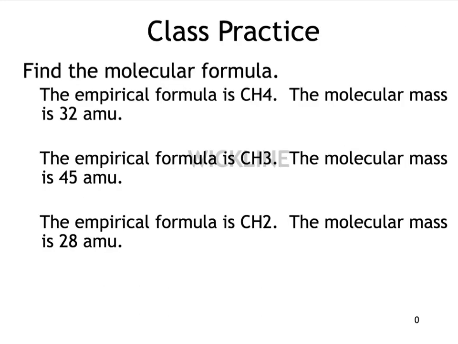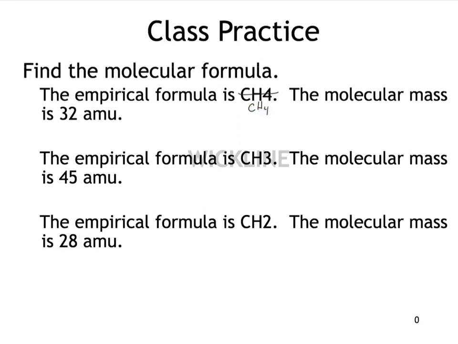So let's find the molecular formulas of the following. CH4 is going to be our first one. So the empirical formula is CH4 and the molecular mass is 32. If you do a little bit of mental math, hydrogen is only a weight of 1, but times 4 would be 4. Carbon's weight is about 12, and 12 plus 4 is 16, which is nowhere near 32. What I'm getting at here is that the molecular mass, or the molecule, is much heavier than the empirical formula.